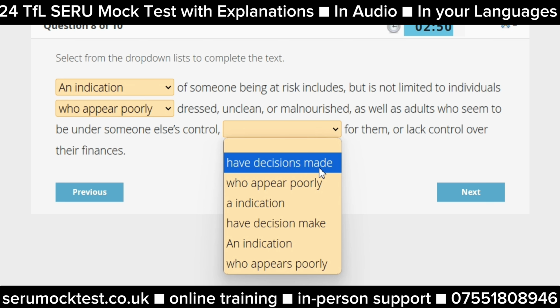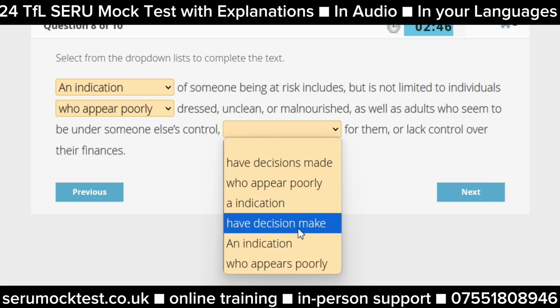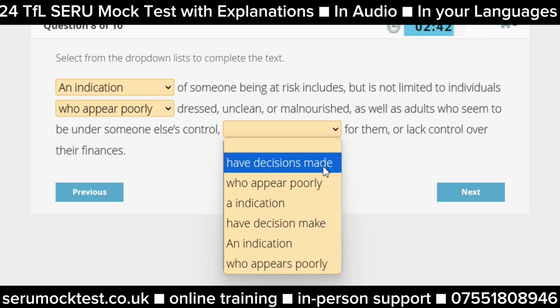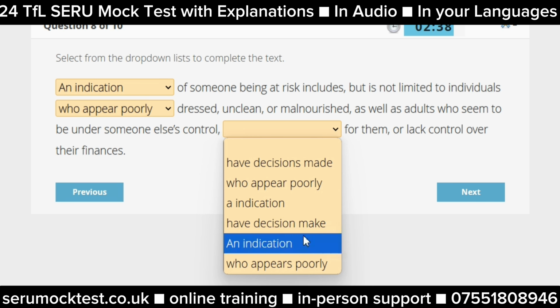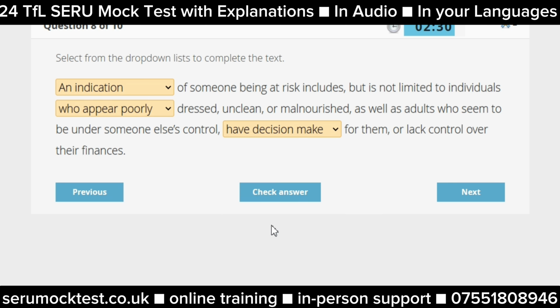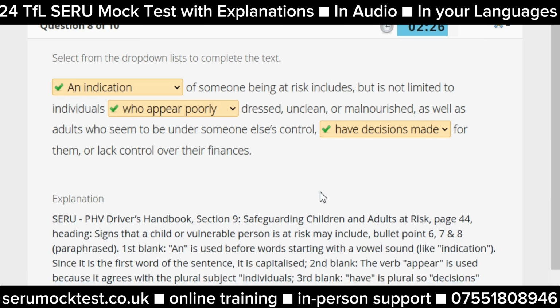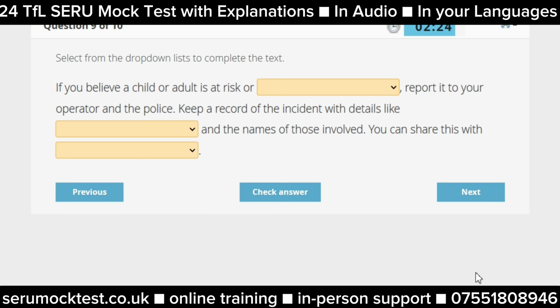"May have decisions made for them." "Have decision make": as we understand, after "have" you have to use the past form of the verb. And for this one to be a singular "decision", it has to have an article or something before it indicating one. So this is not a correct option. The correct option is this one. Again, we have an explanation.